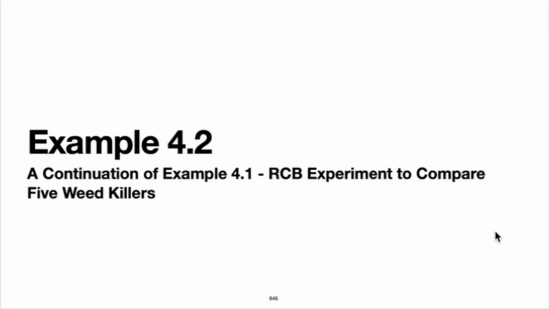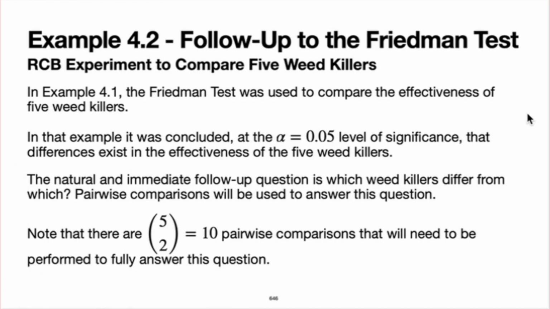Okay, so let's continue with our example. We're analyzing data from this designed experiment, laid out in randomized complete blocks, the purpose of which is to compare the effectiveness of 5 weed killers. So in the previous example, 4.1, we used Friedman's test to compare the effectiveness of the 5 weed killers, and we concluded at the 0.05 level of significance that differences do in fact exist among the 5 weed killers in terms of their effectiveness at killing weeds.